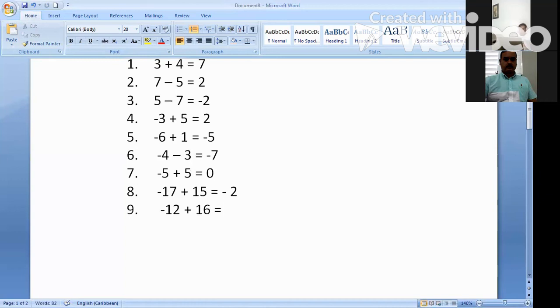Let's look at this one. So let's say you owe Mr. Brown $12 and mommy gave you $16. So what's going to happen when you take $16 to Mr. Brown's shop? You're going to clear off Mr. Brown's debt. When you clear off Mr. Brown's debt, you're going to have $4.